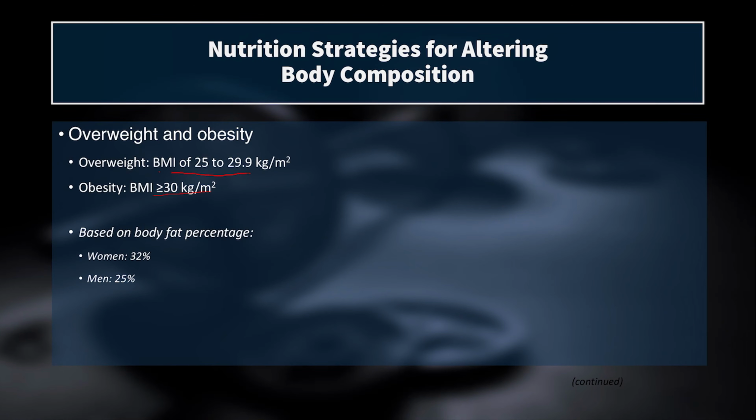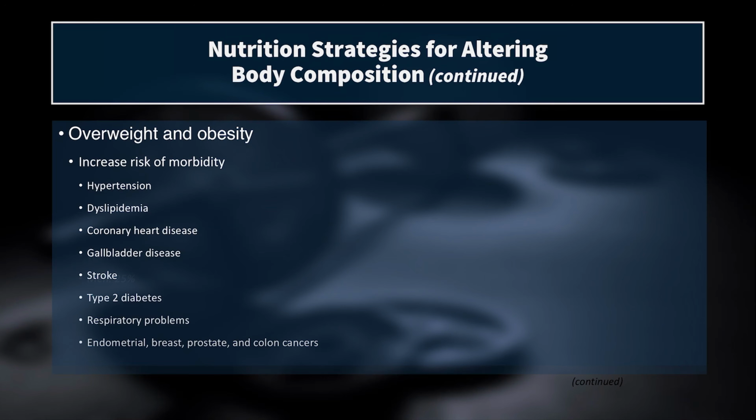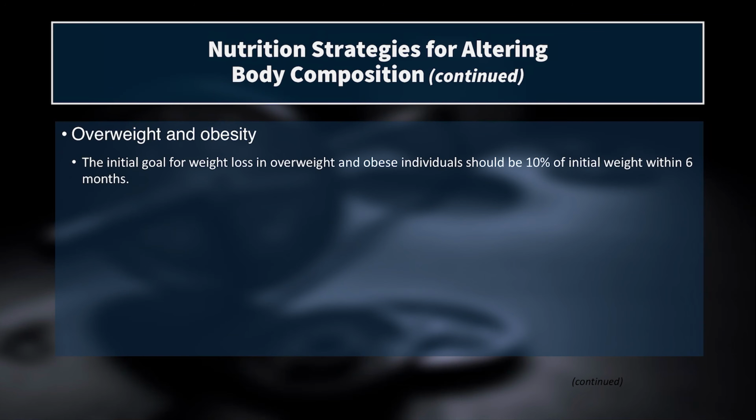Now, if we're basing it off of body fat percentage, the guidelines for women are 32% and for men 25%. So anything over that would be considered potentially obese for men and for women. Being obese does come with increased risk of morbidity due to all of the following: hypertension, dyslipidemia, coronary heart disease, gallbladder disease, stroke, type 2 diabetes, respiratory problems, and various cancers. So the initial goal for weight loss in an overweight or an obese individual should be 10% of initial weight over 6 months. So we're looking at a long-term goal.